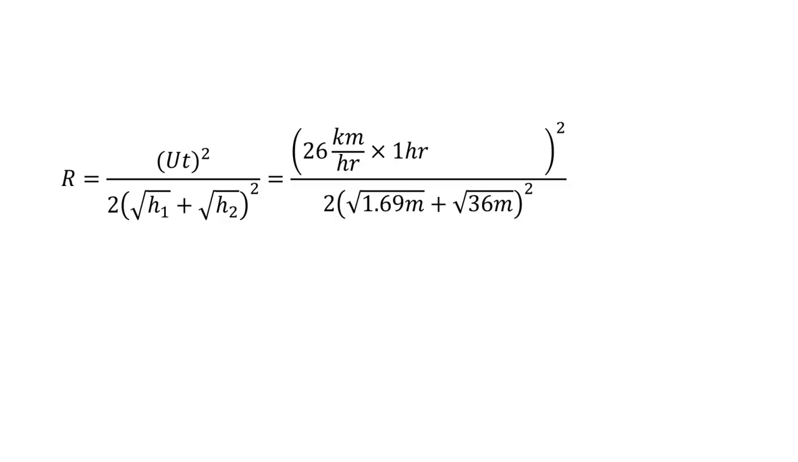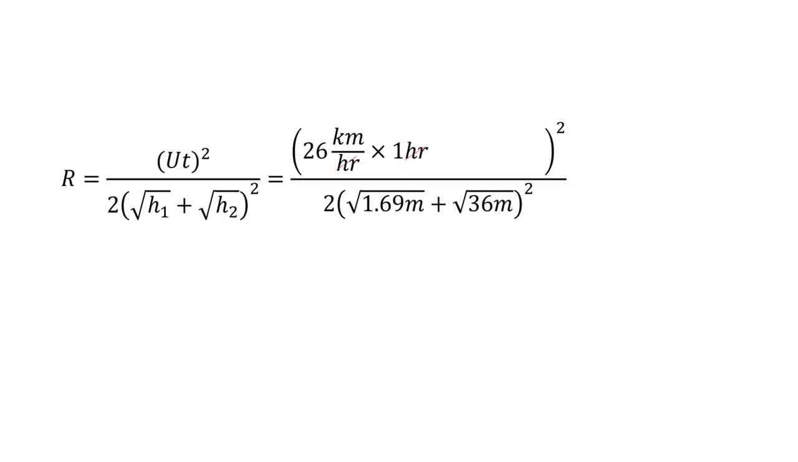Now let's put the numerical values in the equation. We know that the velocity of the ship is 26 kilometers per hour and it takes 1 hour for the ship to disappear. We know the height of the observer, which is 1.69 meters, and the height of the ship, which is 36 meters. Let's take a look at the units. We see that the height unit in the denominator is meters, and that for the numerator is in kilometers. You can see that the hours cancel out each other.